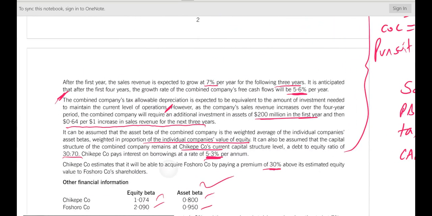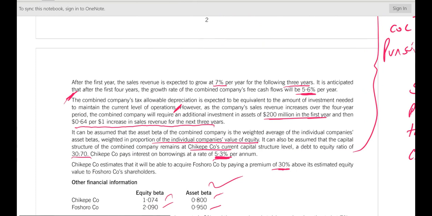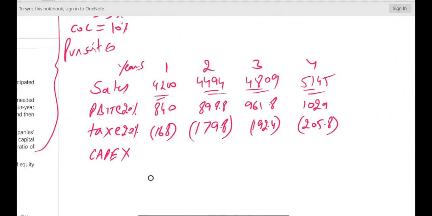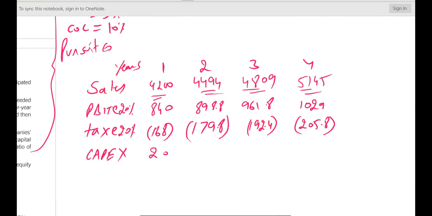That is for year 1, 200, and then it will change by 0.64. Then we will change the sales into 0.64: 188, 201.6. We are taking the change of sales and multiplying with 0.64.